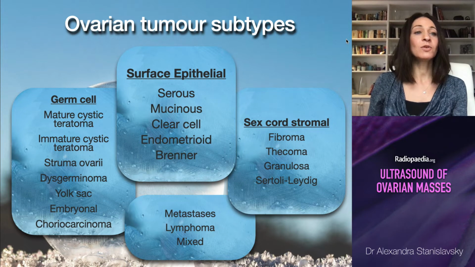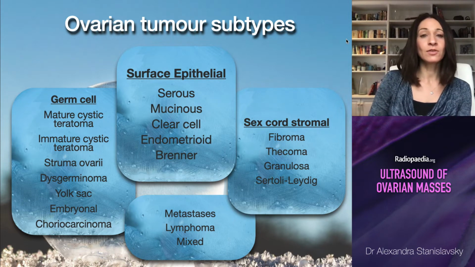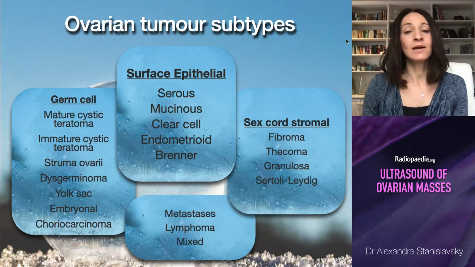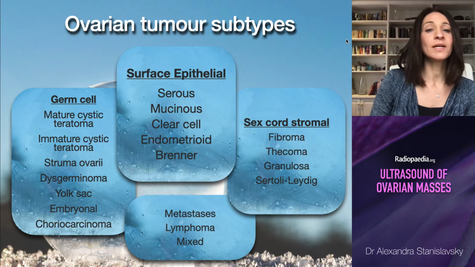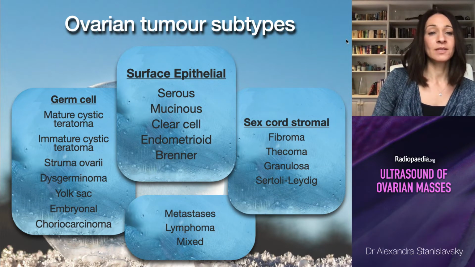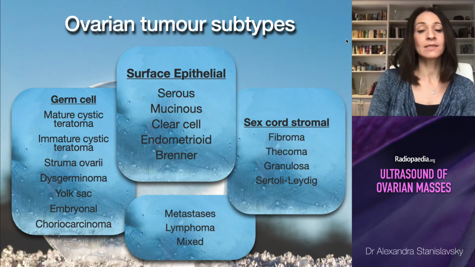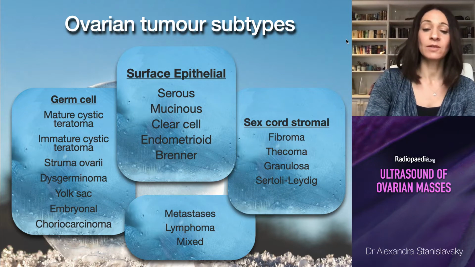So as we move towards the case review part of this talk, we will briefly revisit the main histological tumour types. Note that these are not complete lists, but just to remind you that the main tumour histological groups are the surface epithelial tumours, the germ cell tumours, and the sex-cord stromal tumours. There's sort of a mixed bag of metastases, lymphoma, and other mixed tumour types, which are very rare.